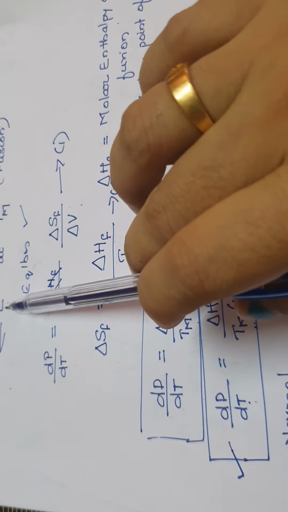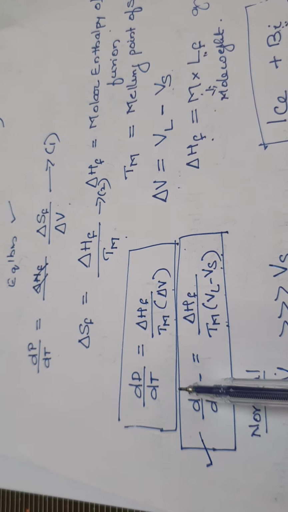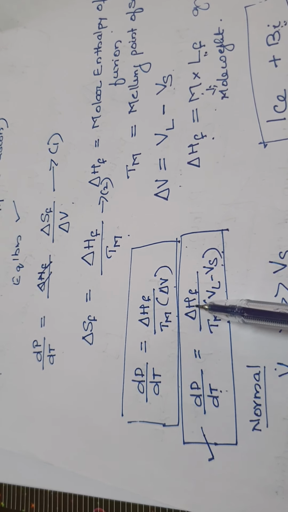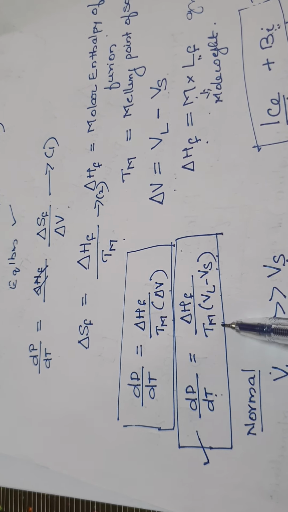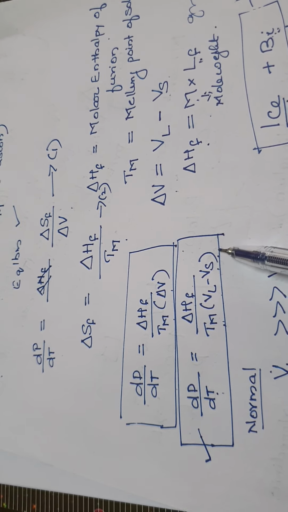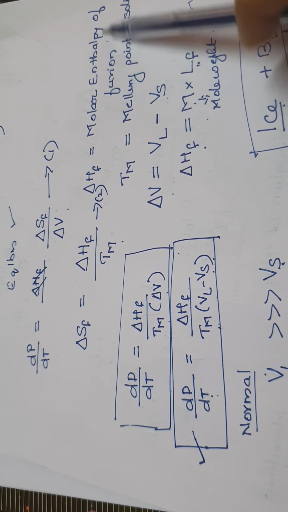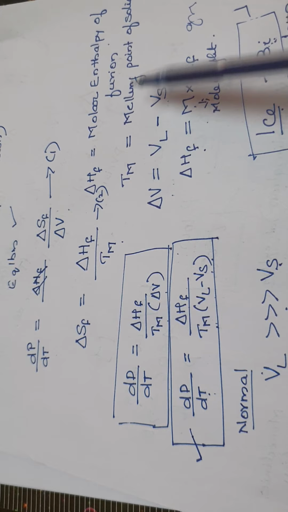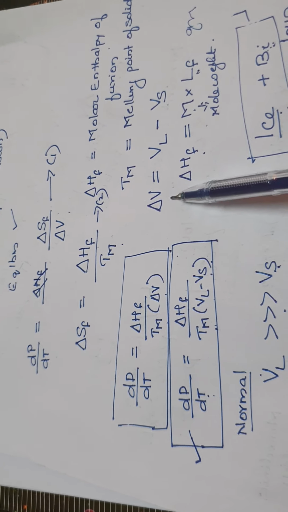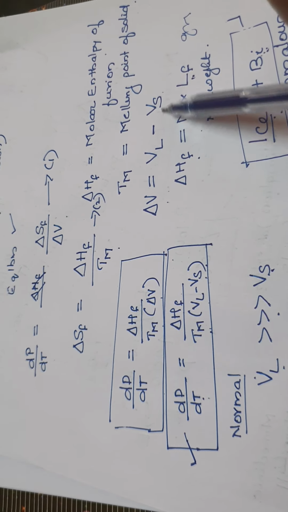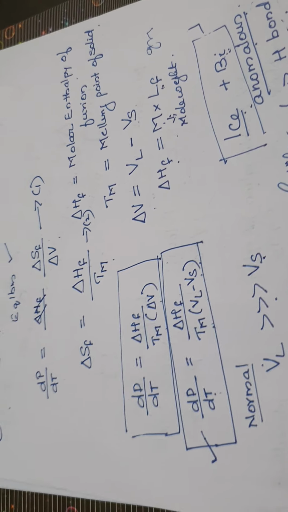And for solid-liquid, the Clapeyron equation is dP/dT equal to delta H_F divided by T_m into (V_l minus V_s), where delta H_F is molar enthalpy of fusion, T_m is melting point of solid, and dV is volume of liquid phase minus volume of solid phase.